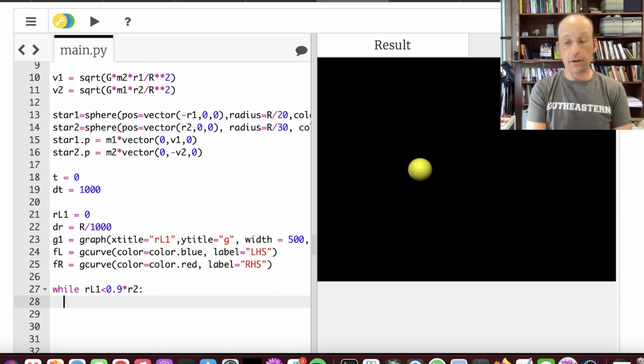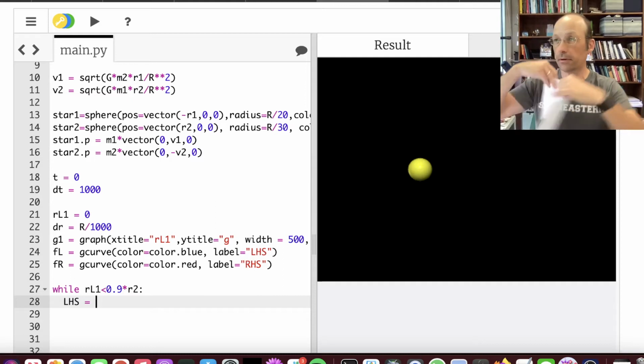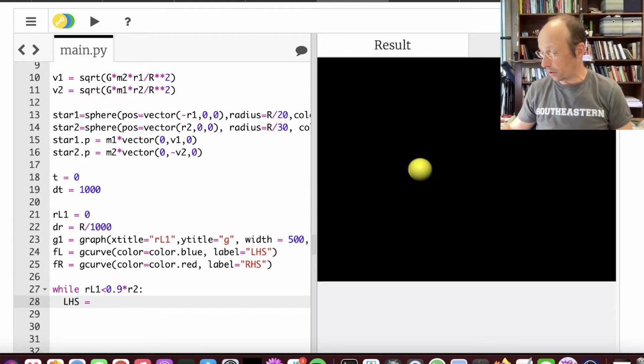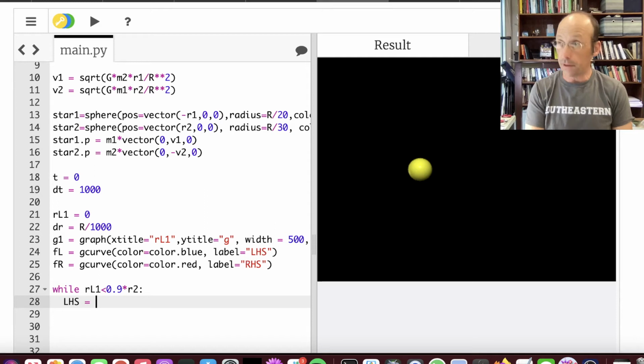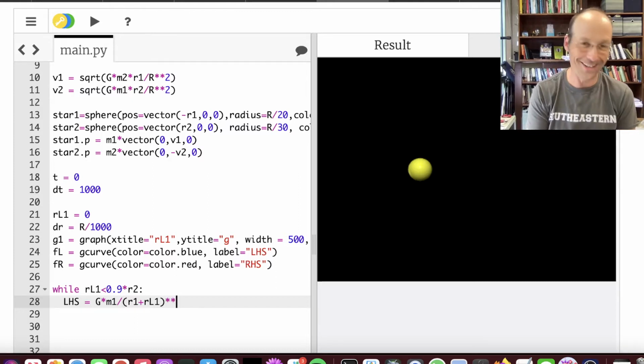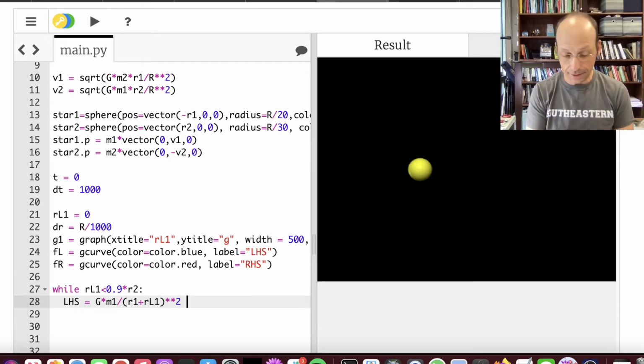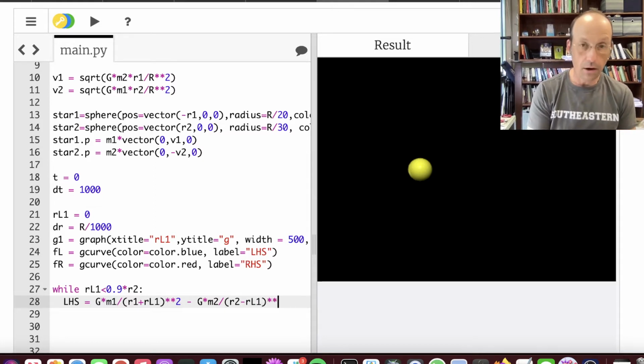So now what I need to do is calculate the left-hand side. I'm looking at my equation right here. See, I got the paper. I'm just going to type that equation for the left-hand side. I already have G. I'm leaving G in there. G times M1 divided by R1 plus RL1, minus G times M2 divided by R2 minus RL1, squared.